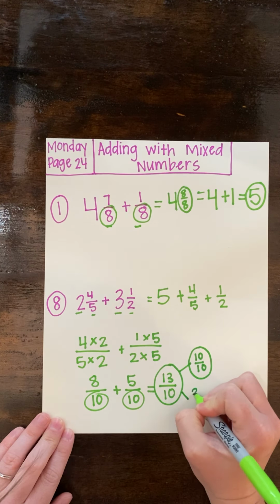But I'm not finished with my problem yet because I need to go back and add it to my original whole number, which was this 5. So what I have here is 5 plus 1 3/10. I can add my 5 and 1 together and get 6, and then I have 3/10. So your answer to number 8 is 6 3/10.